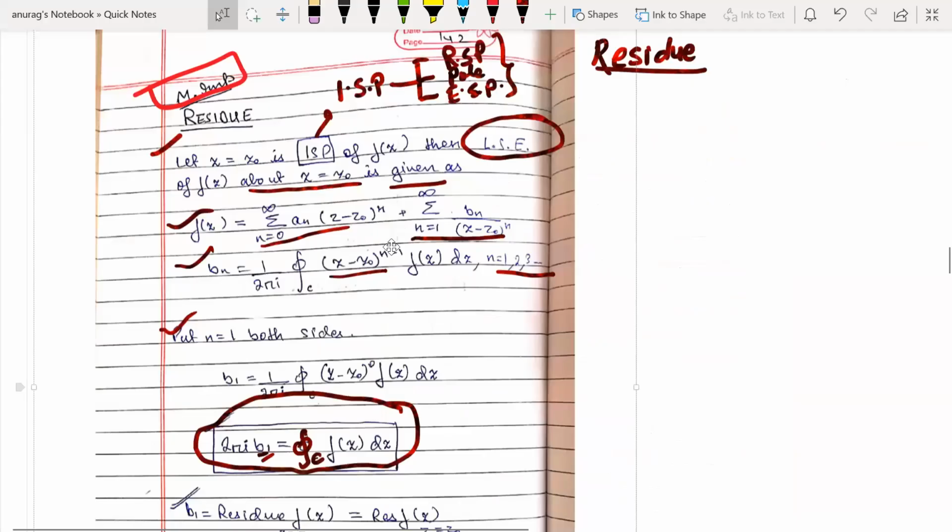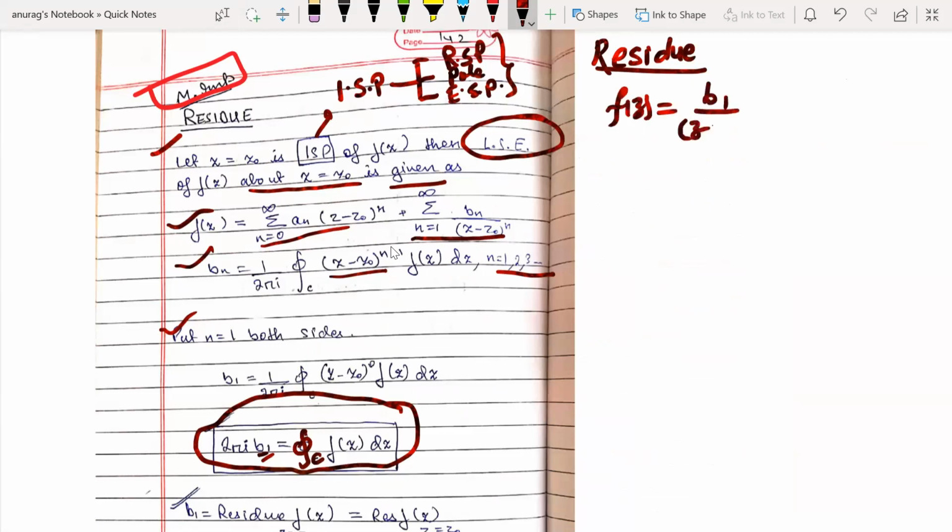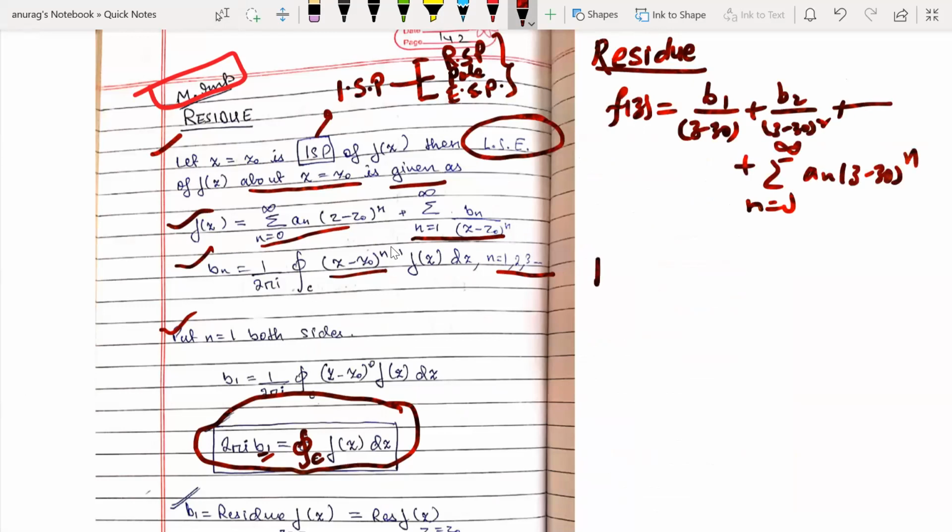Then b1 is very important in the Laurent series expansion. The coefficient of b1 is the coefficient of this term when you expand f(z): b1 upon z minus z naught plus b2 upon (z minus z naught) whole squared plus so on, plus the sum over n equal to 0 to infinity of a_n (z minus z naught) to the power n. So b1 is called the residue of f(z), shortcut Res f(z) at z equal to z naught.